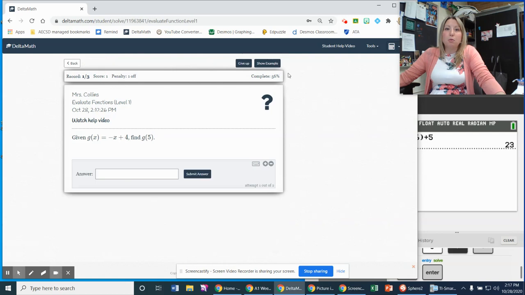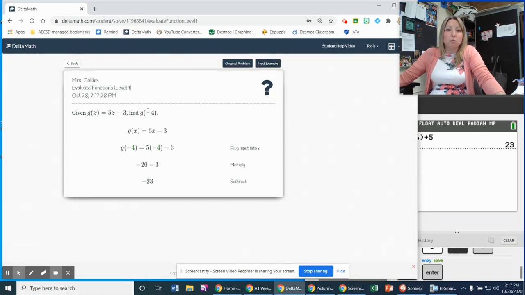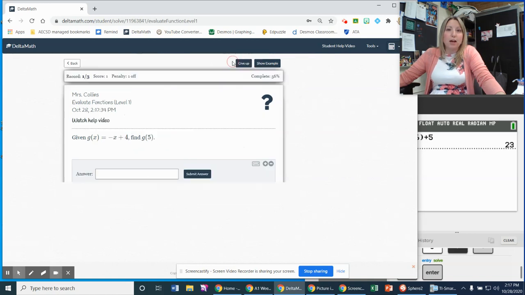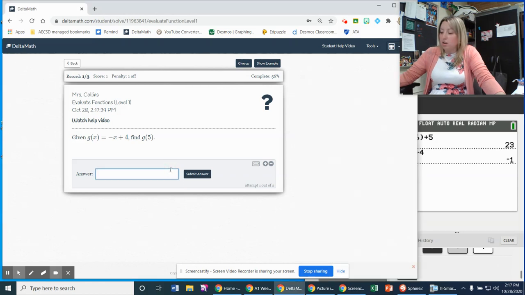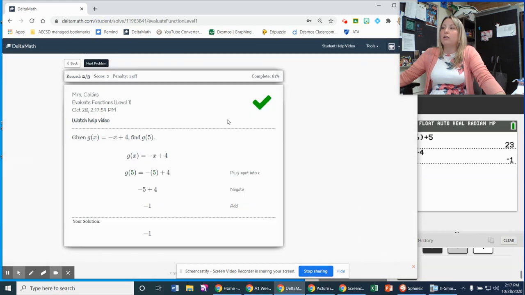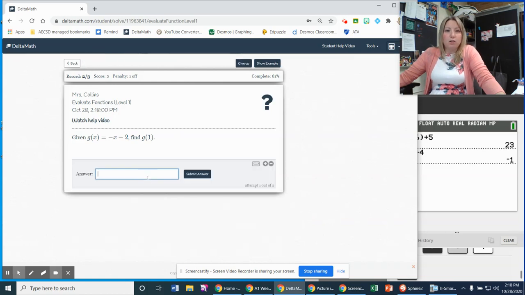Now, again, with the next problem, you can show an example so we can see that we're plugging this in and figuring it out, okay? And then go back to the original problem. I'm just plugging it right into my graphing calculator here. So the negative of 5 gets plugged in here for x, then plus 4. We should get -1 as our answer. And so right here, just type in -1 and submit. And yes, you have to double check first, but then it'll show you the work that you just did, which you should know, but hey, just in case you're confused.